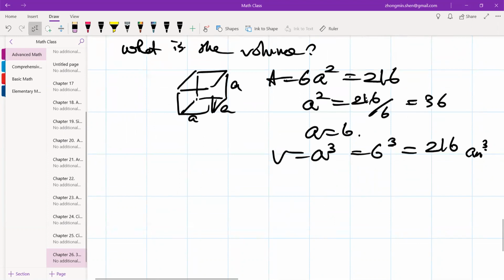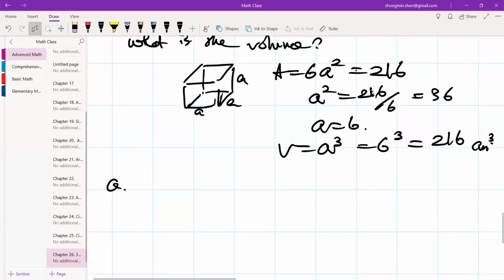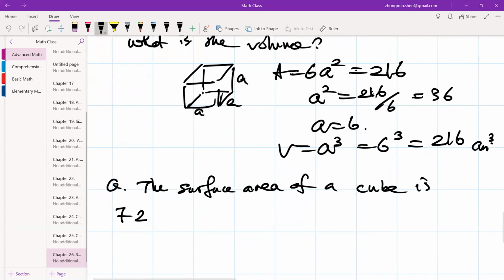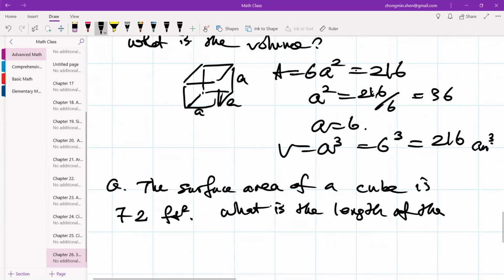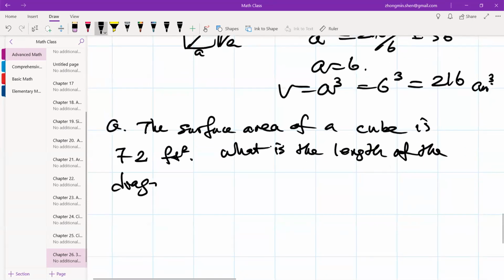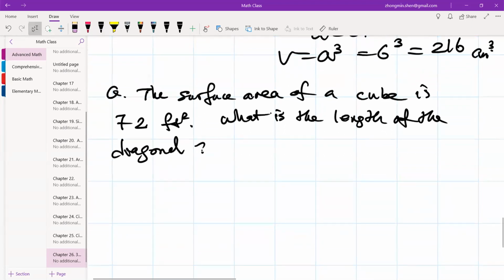Another problem is if you are given the length of the diagonal and you're trying to find the volume, because the length of the diagonal uniquely determines the edge length of the cube. Then you can determine the volume. But I'm going to ask you to do the next problem. The surface area of a cube is 72 square feet. What is the length of the diagonal?